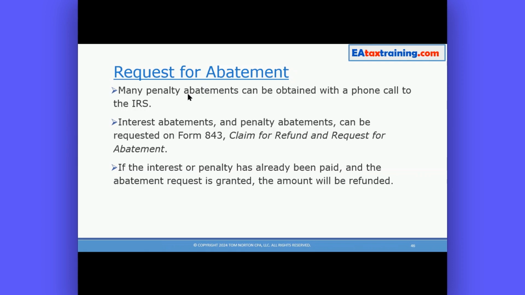Sometimes you pay the interest or the penalty, or the taxpayer pays it, and then they come to you and you're talking to them and looking at their records, and you might say, hey, you've got a good payment history. You probably qualify for first time abatement, for example. And then you can go ahead and request that first time abatement. And if it's granted, then they will send the taxpayer a refund.